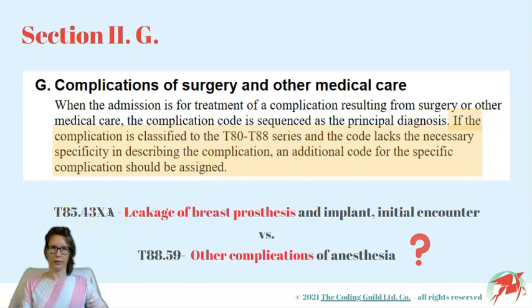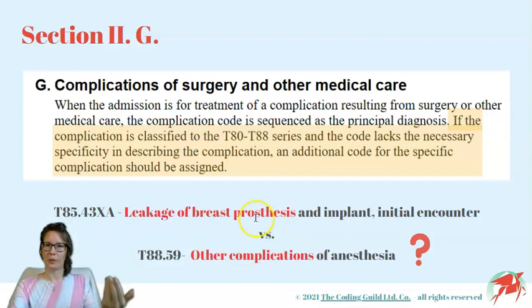T85.43XA is very descriptive. We know exactly what the issue is and what is causing it just by looking at the code. But T88.59 is different. Here we only have other complications of anesthesia without further specificity as to what the complication is. For vague codes like this one, if within the T80-88 range, don't forget to assign an additional diagnosis code for the actual nature of the complication. For anesthesia, this could be broken teeth, laceration of the larynx, cardiovascular collapse, anything like that.